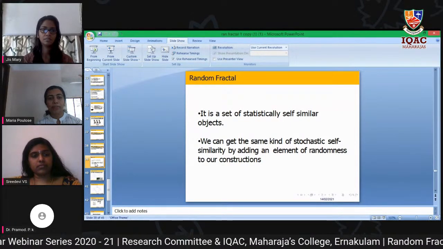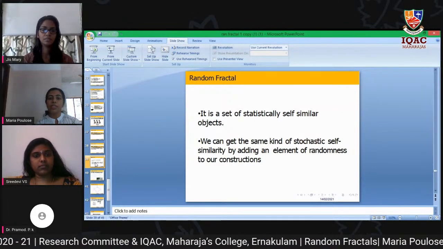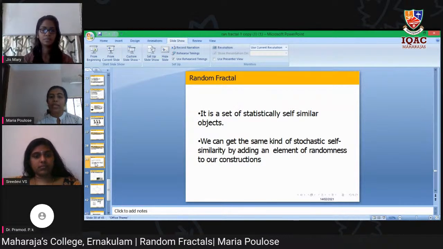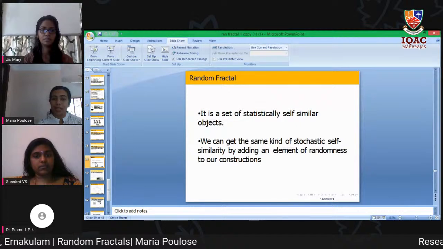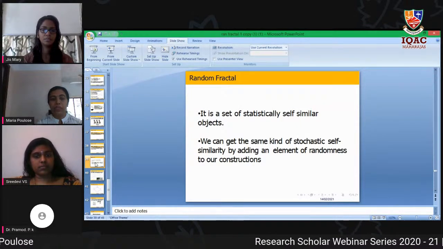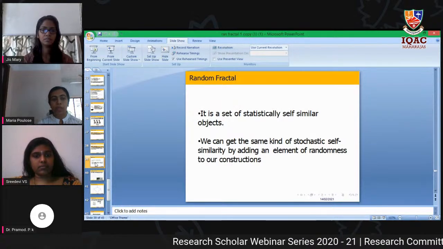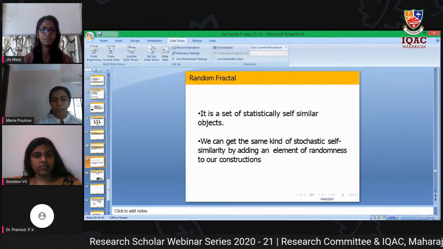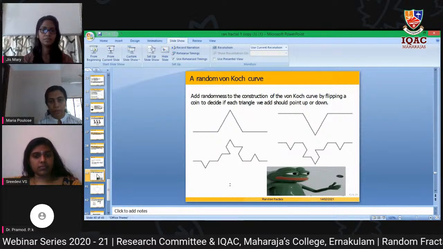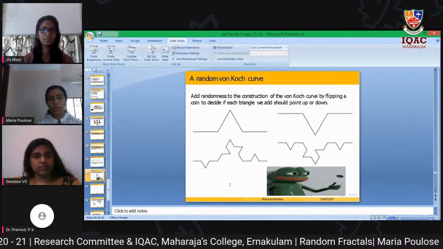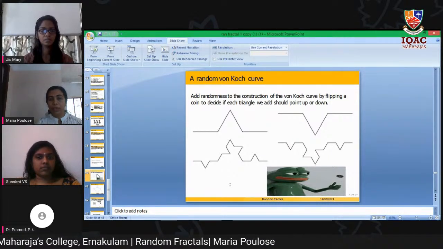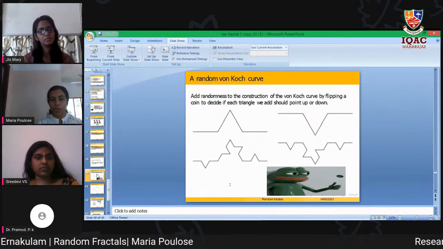Actually, a random fractal is a set of statistically self-similar objects. We can get the same kind of stochastic self-similarity by adding an element of randomness to our construction. So we can look at examples of random fractals. We have already discussed the von Koch curve. If we add some randomness to the construction of the von Koch curve, we get a random von Koch curve.